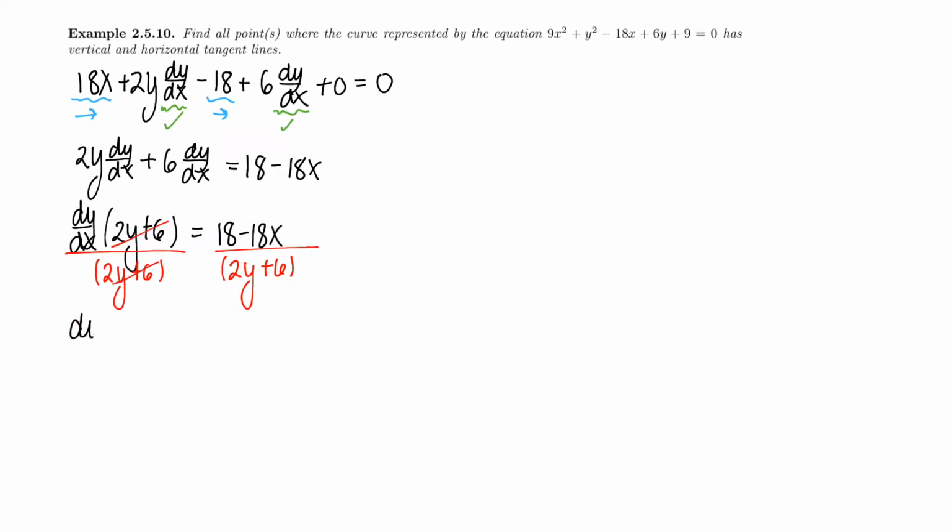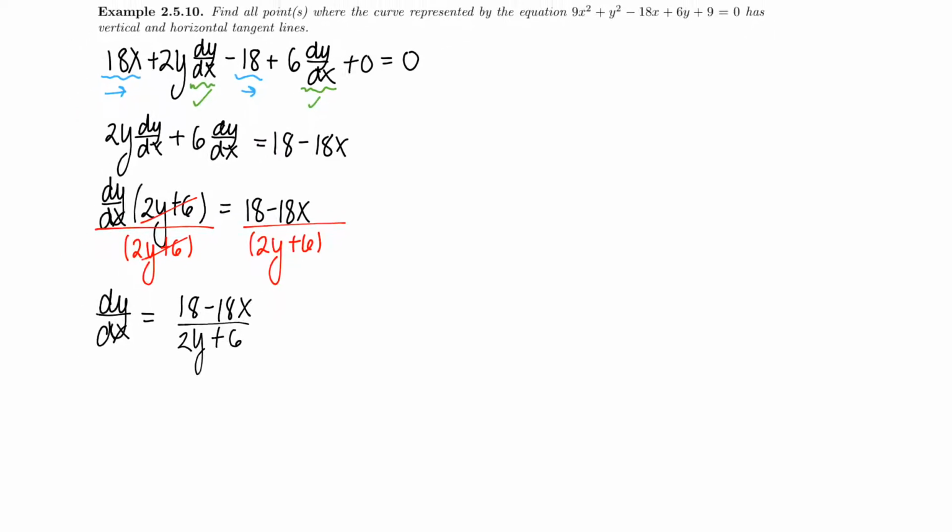So we get dy/dx equals 18 minus 18x over 2y plus 6. Now the question is asking where the points are where this curve has vertical and horizontal tangent lines.